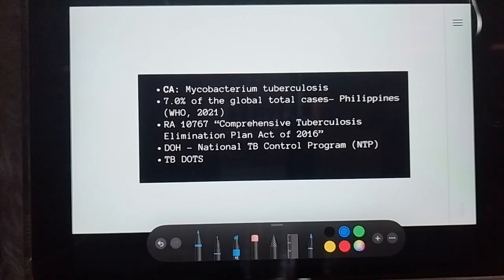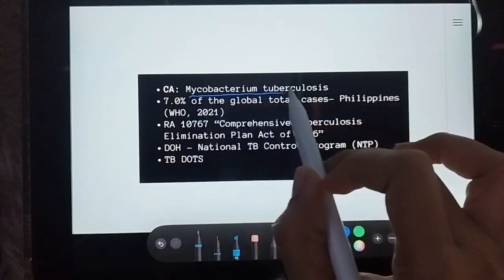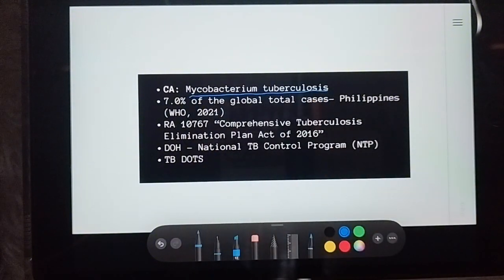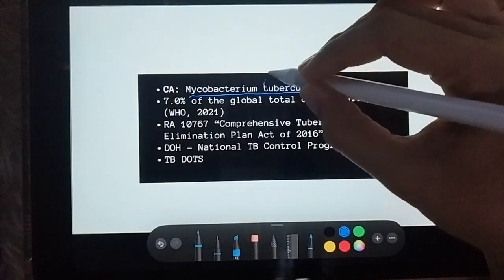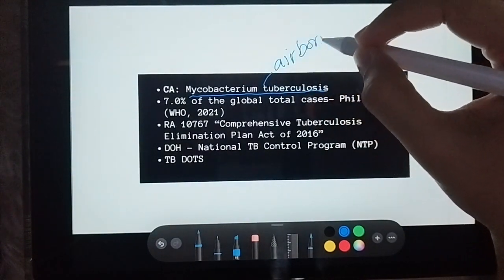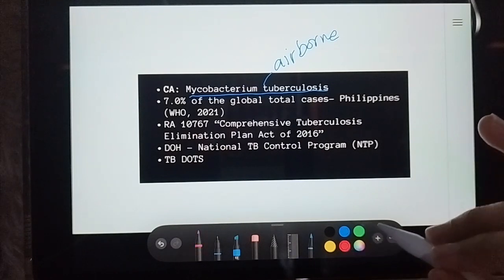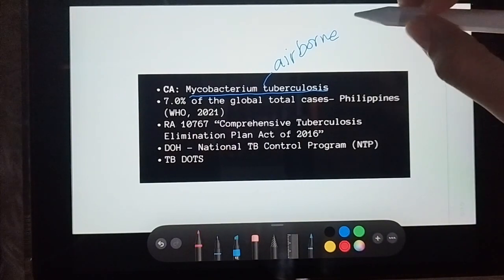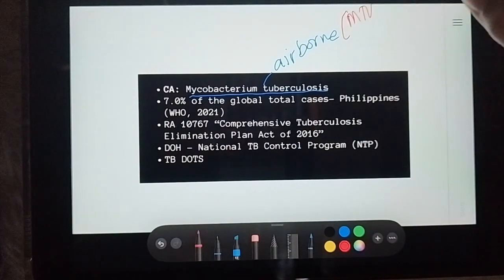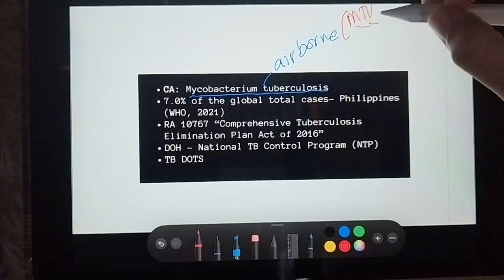Let us first talk about a few facts about tuberculosis. Ang causative agent ay ang Mycobacterium tuberculosis. Ang sakit na ito ay naipapasa, or the mode of transmission is through airborne. Remember yung mnemonic natin para doon sa mga diseases that are airborne is your MTV. So that's for your measles, your TB, and your varicella.